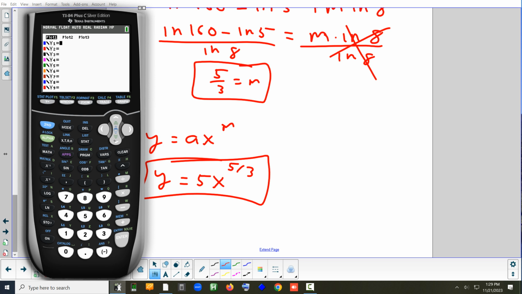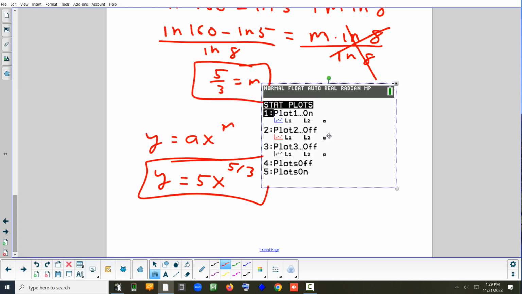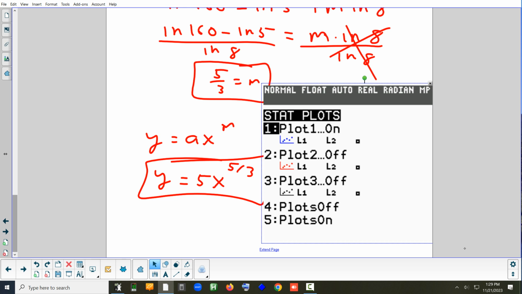Now, we already checked this in the last class, but if you press second, y equals, it'll tell you what it's using for the x values and the y values. It's using L1 for the x's, and it's using L2 for the y's. Is that where we put our points? Yeah. If we had used L3 and L4, fine, but we'd have to change these two things now. Okay, that's why I said put them in L1 and L2.